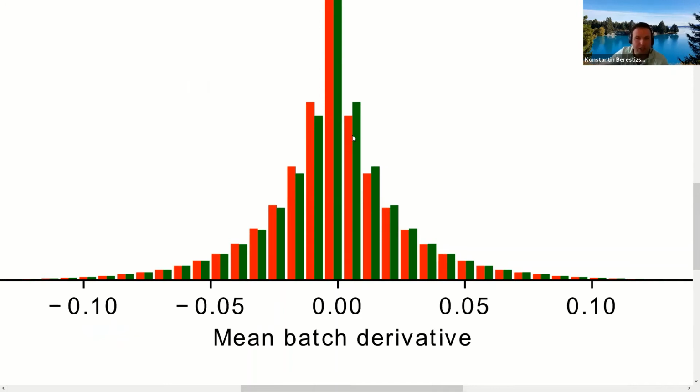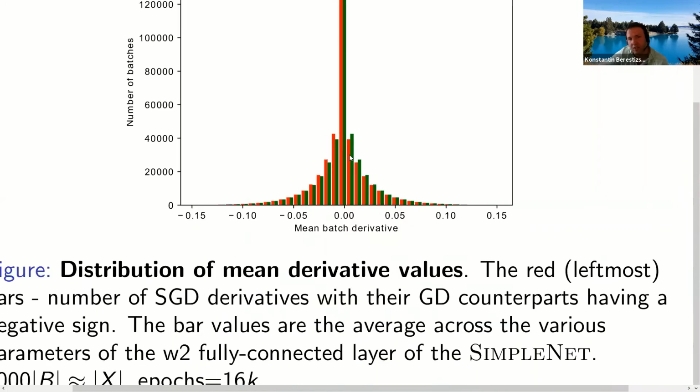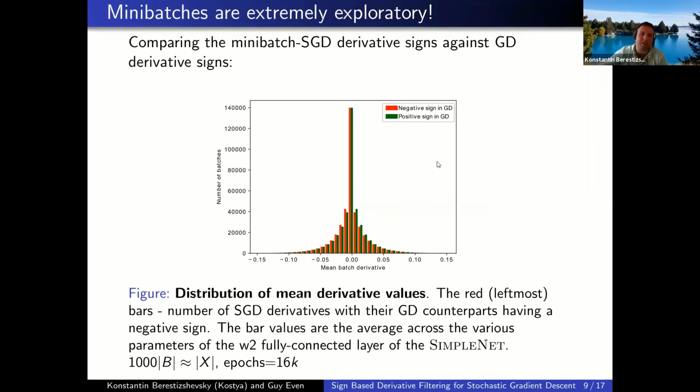And you can see that roughly half of the derivatives across the mini batches agree, and slightly less than half disagree with the sign of the gradient descent, which in a sense means that stochastic gradient descent updates are very erratic. It's like you do 10 steps forward, 9 steps backwards all the time.